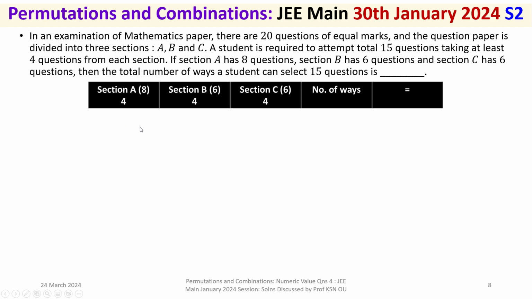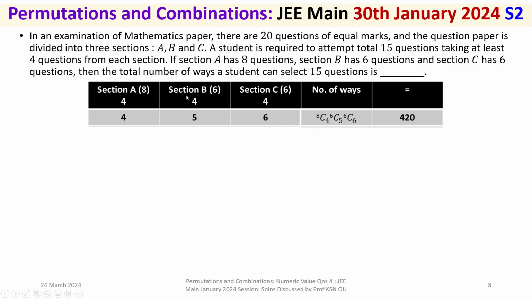Let us say, first of all, from section A, he takes 4 questions. The number of remaining questions will be 15 minus 4, 11. 11 is to be divided into section B and section C, taking at least 4. That can be done by 4, 5, 6, since 5 plus 6 is 11. So this is one way of doing it. In how many ways can it be done? By product rule, 8C4 multiplied by 6C5 multiplied by 6C6, and when you simplify this, it is 420.